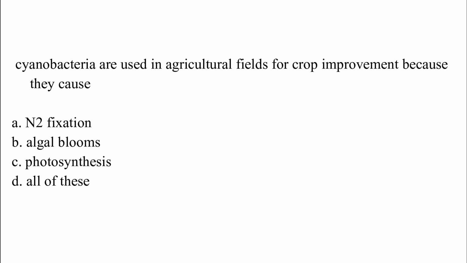Cyanobacteria are used in agricultural fields for crop improvement because they cause: Option A, nitrogen fixation. Option B, algal bloom. Option C, photosynthesis. Option D, all of this. The correct answer is option A, which is nitrogen fixation.